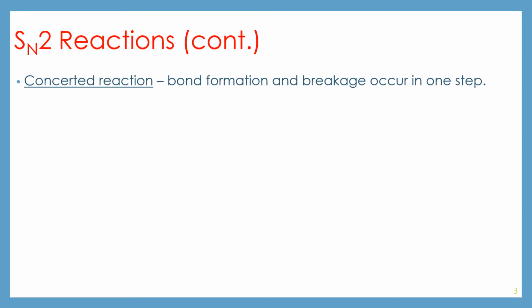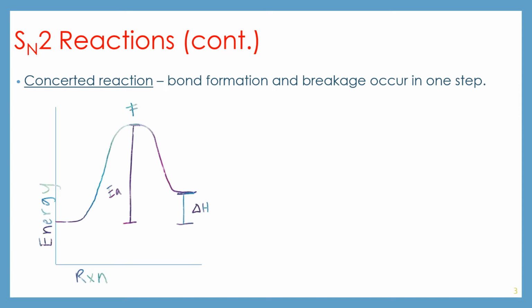So SN2 reactions are a concerted reaction. This means that the bond formation and the breakage occur in one step. So if we were to look at the reaction energy diagram of an SN2 reaction, what you see is the starting material going up in energy to that transition state.